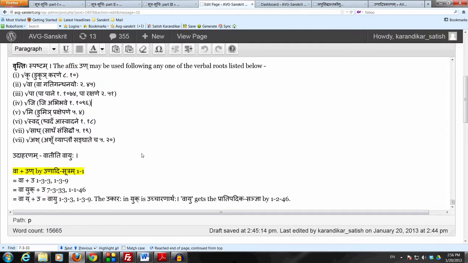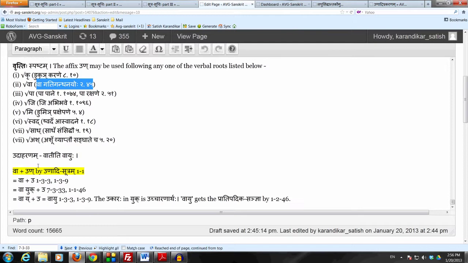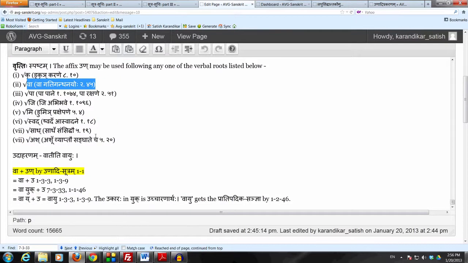Let's take a quick example. Let's take the example vati iti vayuh. So this is formed using the verbal root va, gati gandhanayoho. Of course, vayu means the wind or the wind god. Very famous, very commonly used word. So the derivation is quite straightforward. We start with va plus un by this Unadi sutram, the very first sutram, which is Kr Va Pa Ji Mi Swadi Sadhya Shubhya Un. And this sutram specifically lists the verbal root va. So we can use this affix un by this sutram 1.1 from the Unadi Paatha.